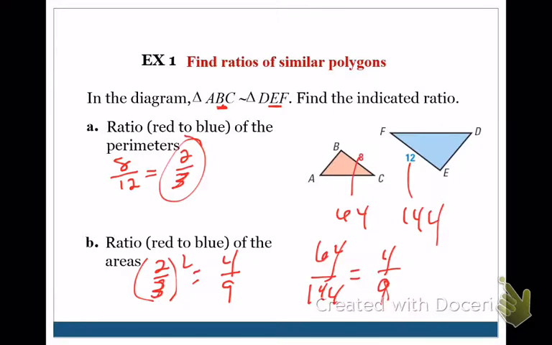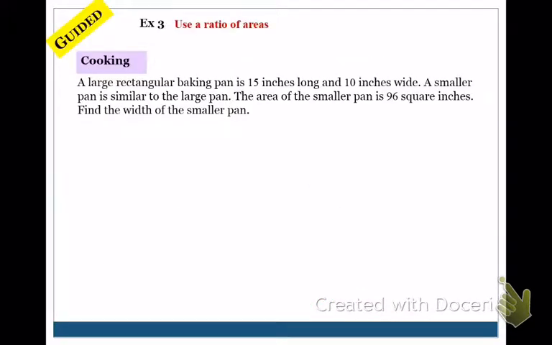All right? All right, so baking pans. A large rectangular baking pan is 15 inches long and 10 inches wide. A smaller pan is similar to the large pan. The area of the smaller pan is 96 square inches. Find the width of the smaller pan.